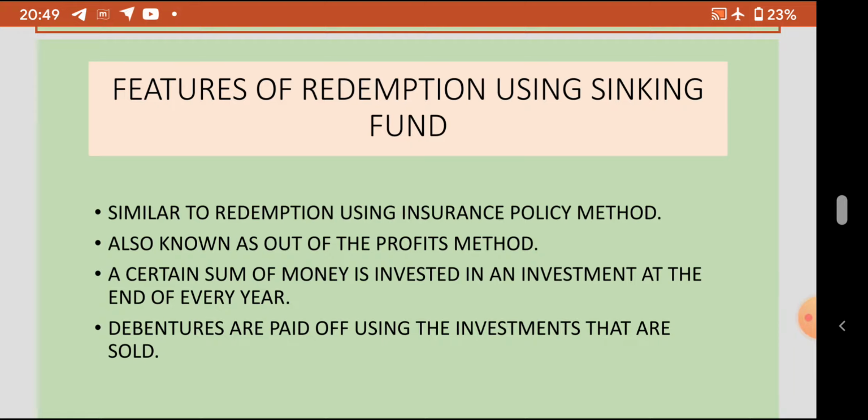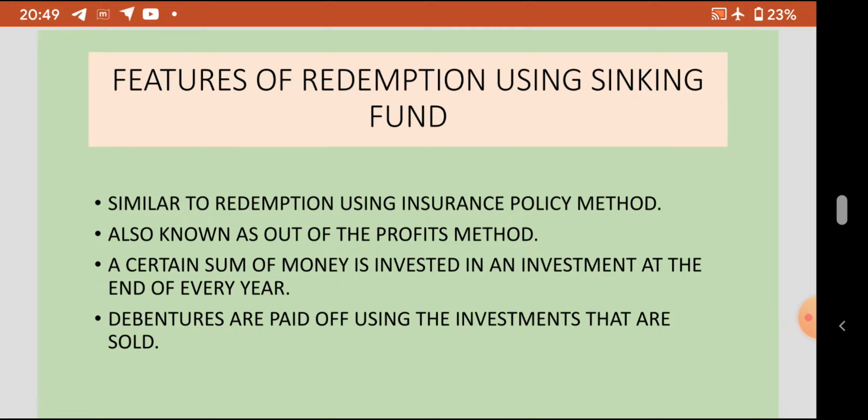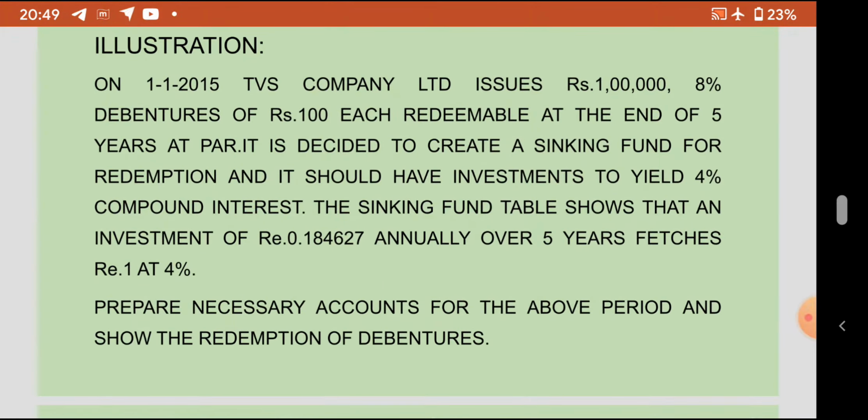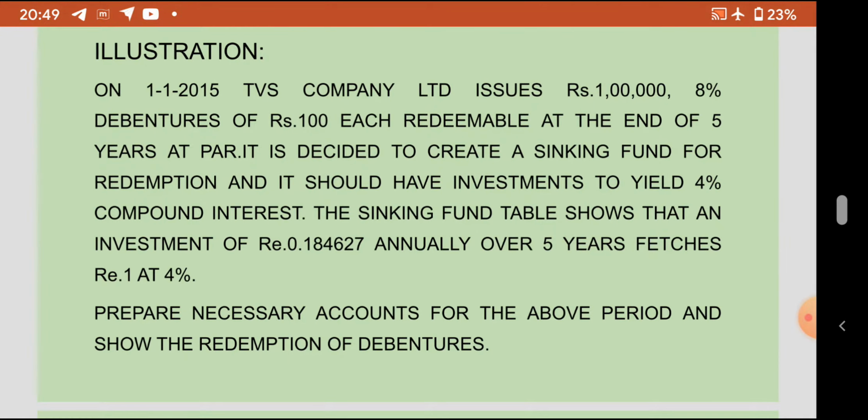Firstly, as we discussed earlier, it is similar to the redemption using insurance policy method. It is also known as the out of the profits method because the investments are made out of the profits that are earned every year. A certain sum of money is invested at the end of every year, and ultimately the debentures are paid off using the investments that are sold at the end of the period. Let us have a look at this method using an illustration.